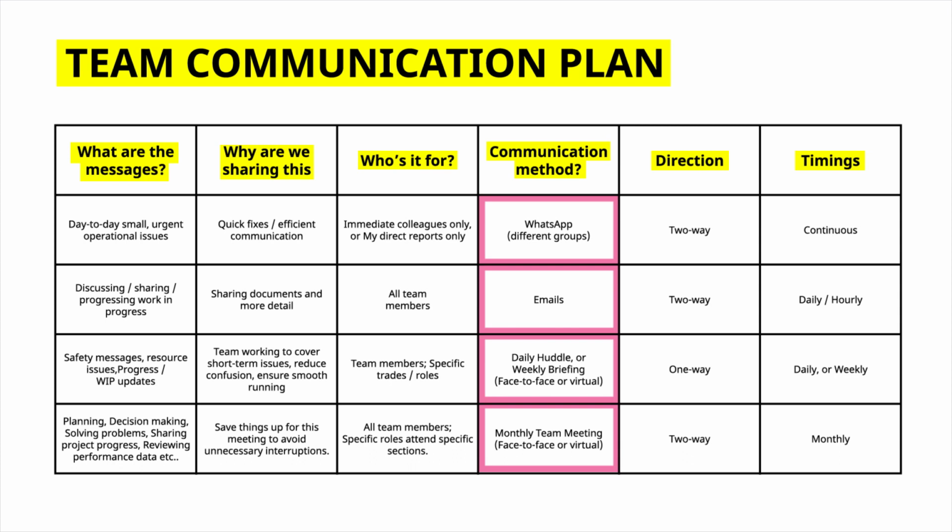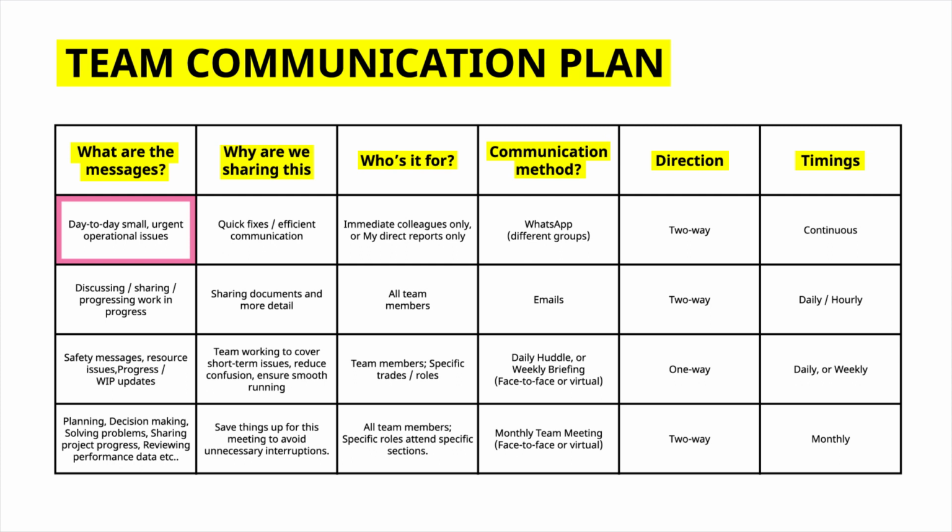But if we're doing this as a bit of a planning exercise, it might be useful to take a step back and consider, day in, day out, what sorts of messages are we sharing with each other? So I think there are day-to-day small urgent operational issues, for example on the top line there. We're sharing them for quick fixes, for efficient communication. Maybe someone's not able to make a meeting, or somebody extra is coming to a meeting or something like that. It's just for those immediate little messages.